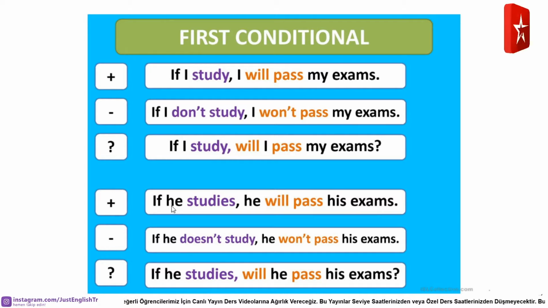For the positive sentences, we have, like, if I study, but when it comes to he, we add s or es: if he studies, he will pass his exams. For the negative one, we add don't or doesn't. The subject here is he, that's why I used doesn't and the main verb: if he doesn't study, he won't pass his exams.